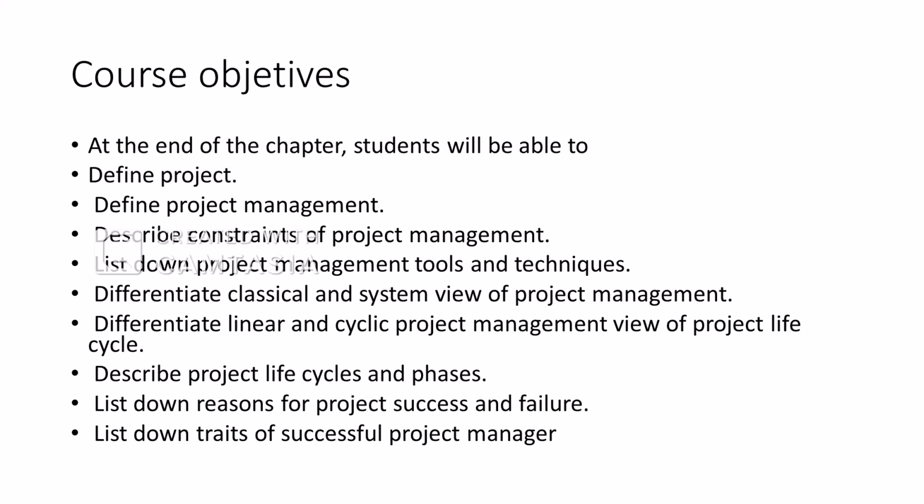They are also expected to define project management, to describe constraints of project management, to list down project management tools and techniques. Students are also expected to differentiate what is classical and system view of project management. Another objective of this chapter is students will be able to differentiate linear and cyclic project management view of project life cycle.